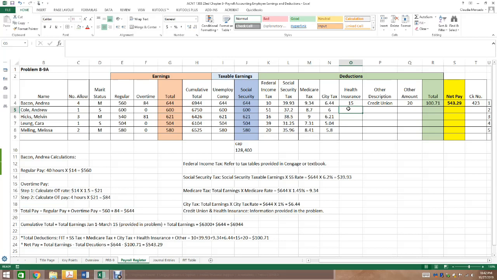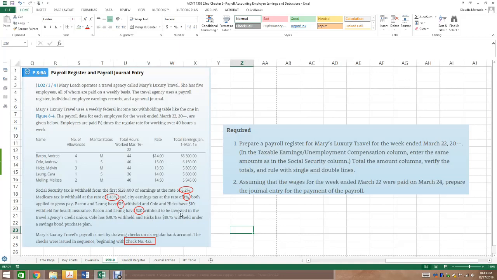Now the health insurance information was provided to you in the chapter. Everybody has health insurance except Carol Young. She does not have health insurance. No, I'm sorry. The one that does not have health insurance is Melissa Milling. Melissa does not have health insurance. Everybody else does. You have 15, 10, 10, and 15. And this information is provided in the chapter. Right here.